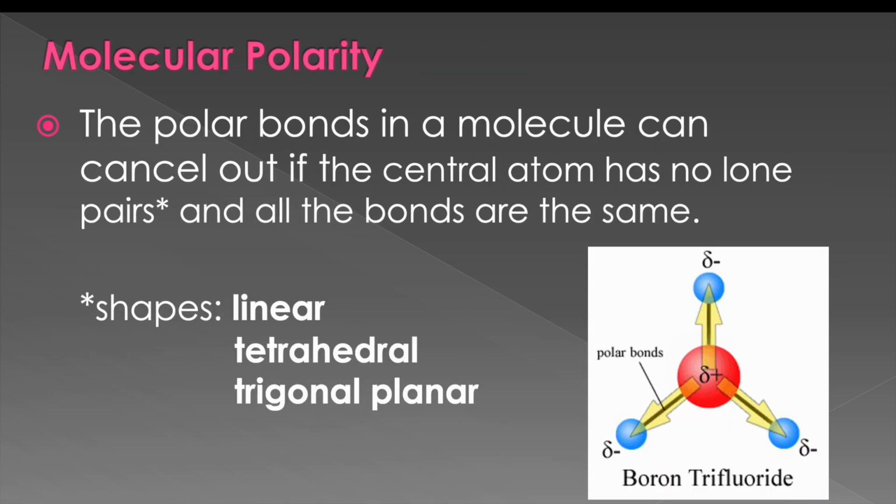The polar bonds in a molecule can cancel out if the central atom has no lone pairs. That's to say that all the bonds are the same, okay? The shapes that this can occur in are linear, tetrahedral, and in this case, in this picture, trigonal planar. So this may have three polar bonds, but they're pulling all evenly and there are no lone pairs. So this is a nonpolar molecule.